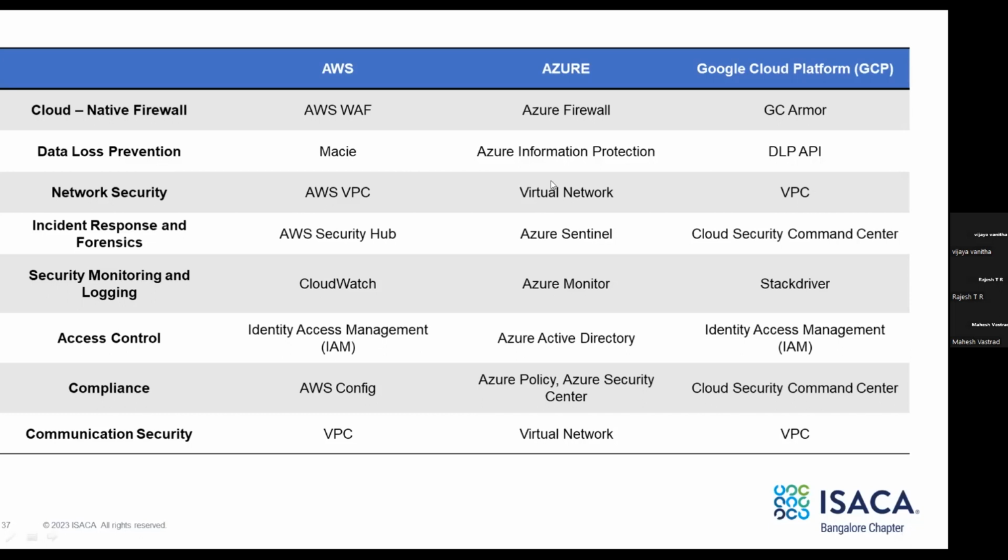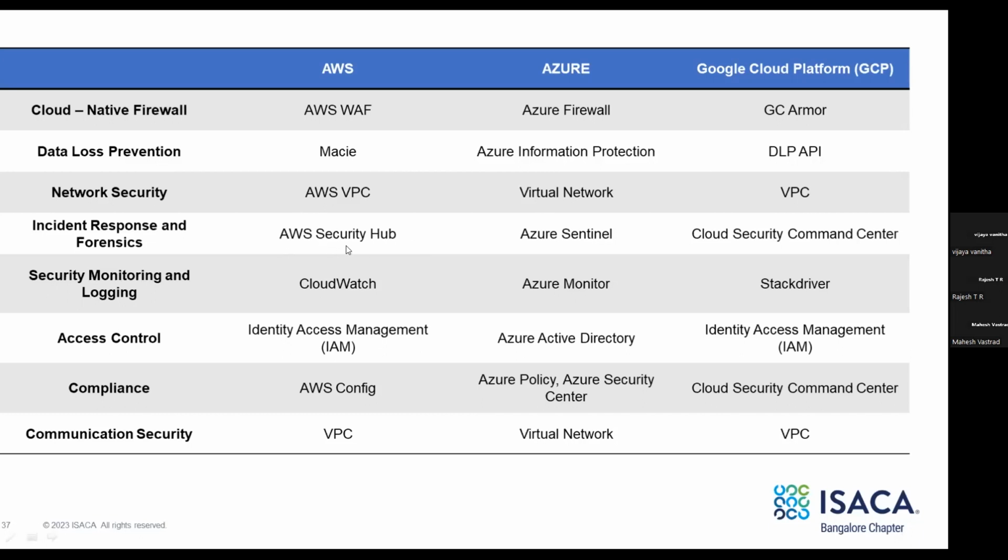Then incident response and forensics: AWS Security Hub. If you want to use all these tools and other management tools in AWS, you need to enable AWS Security Hub. There are many policies already in place, HIPAA, PCI DSS, NIST. You need to check whether they are applicable, and if they are in place, then you need to review those policies.